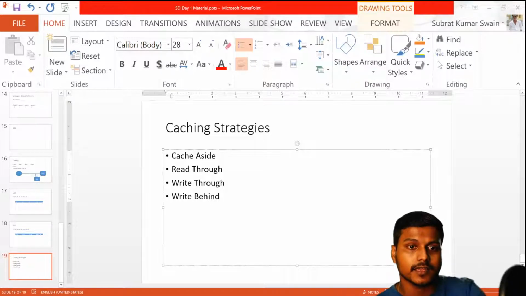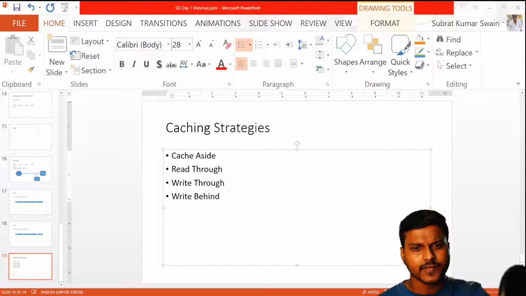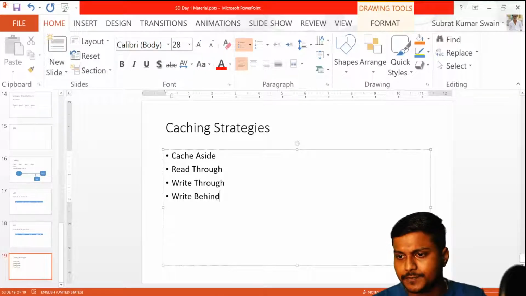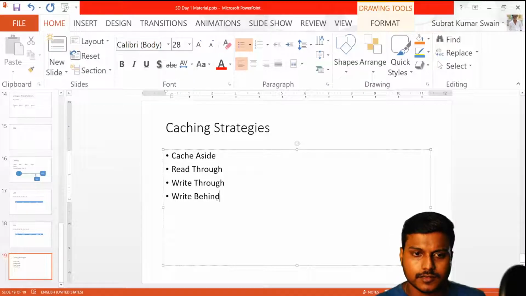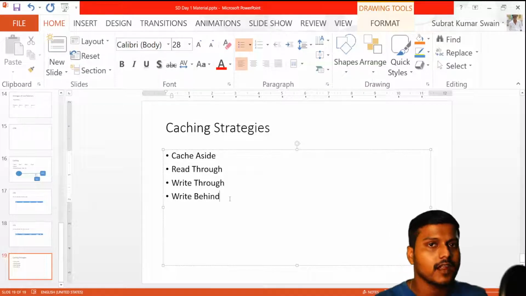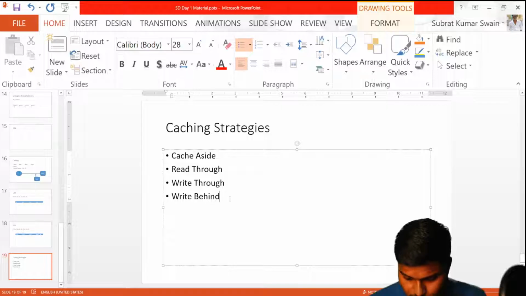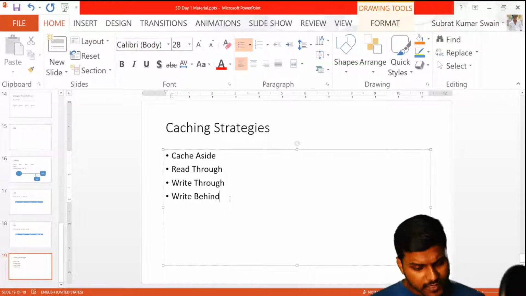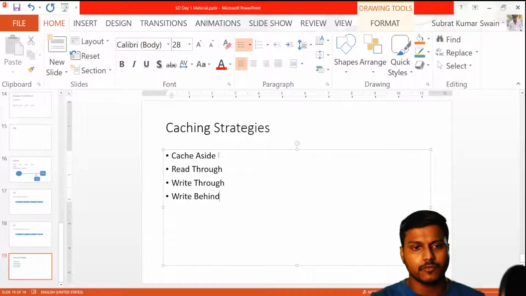One is cache aside, and there is read through. One is write through, write behind. It's very easy, nothing like rocket science. You can just look it up and write it down. Right, fine. I'll explain this cache aside, and the rest of the three you can research.